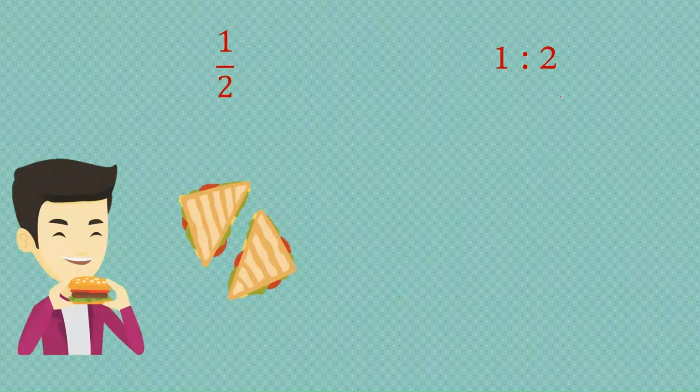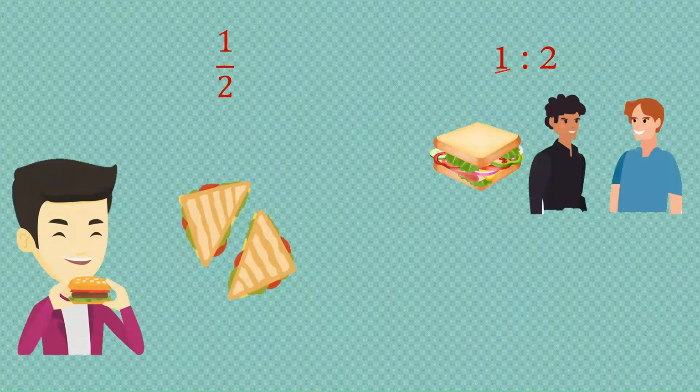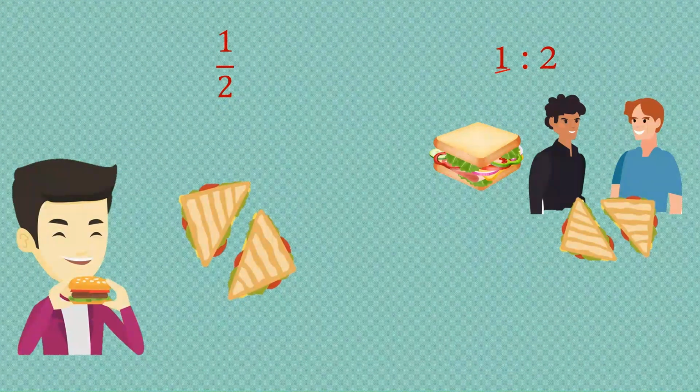Now again, what is this 1 is to 2? Here, the 1 is to 2 means we are telling that one sandwich is to be divided or distributed among two people. How can we do this? We again have to cut this into two pieces and give one to each. In this case also, each person will get half a sandwich. So both are the same. So a particular ratio can be written as a fraction also.